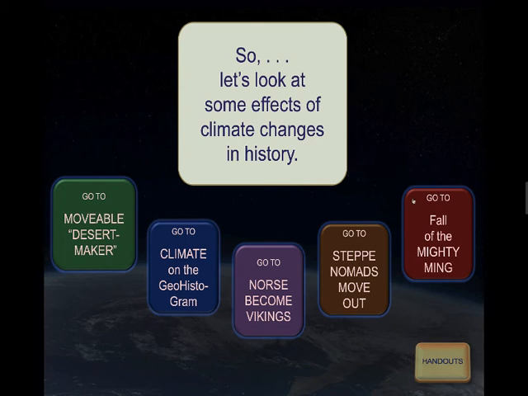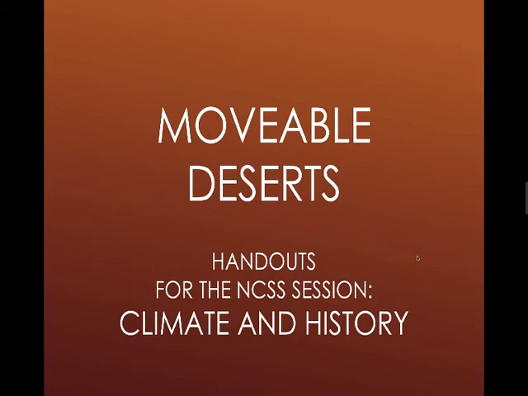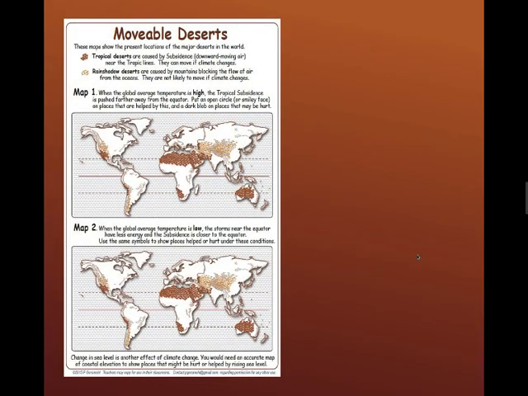Now, I will make a separate run at the PowerPoint for the fall of the mighty Ming. But for those of you for whom time is short, I'm going to jump over and take a look at the handouts. And then I'll do the Ming story if we've still got time near the end of this session here. In your handout packet, you're going to have about 20 things.